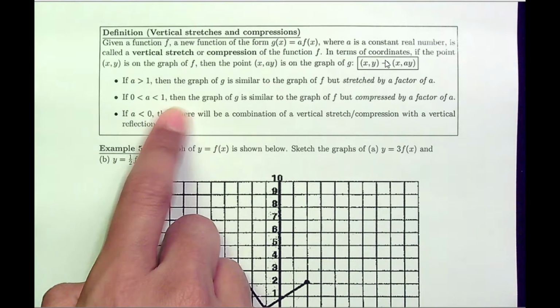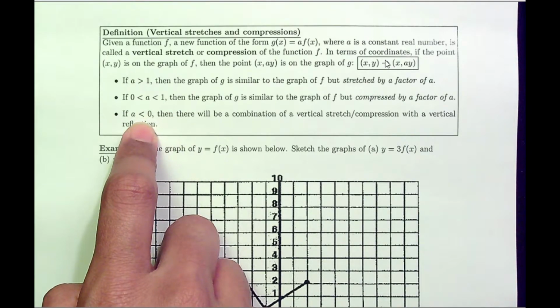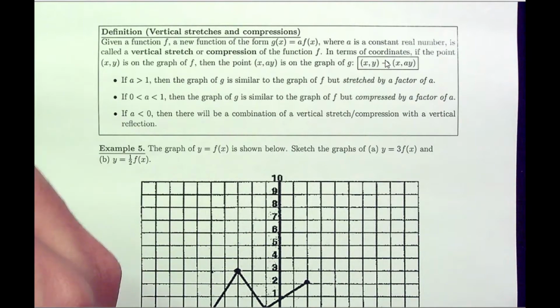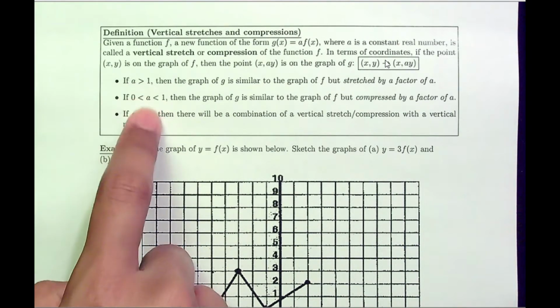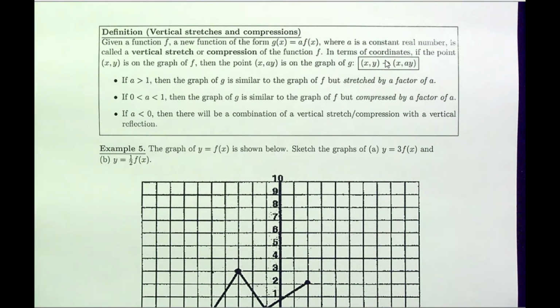And if a is a negative number, then it's going to be a reflection combined with either a stretching or a compression. So basically you have a negative sign and then a number that could be bigger than 1 or between 0 and 1. And of course, a equals 1 is not included anywhere because a equals 1 doesn't do anything. Multiplying by 1 does nothing.